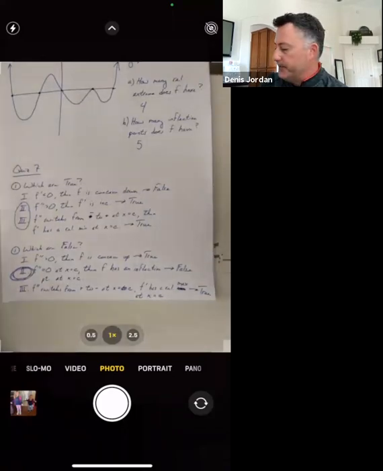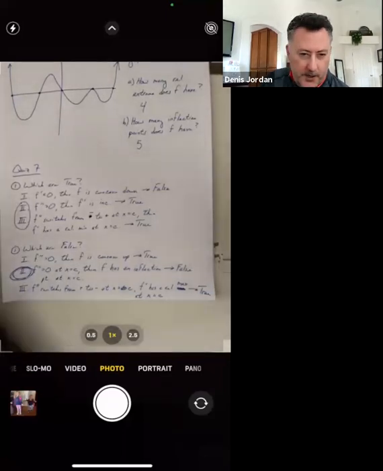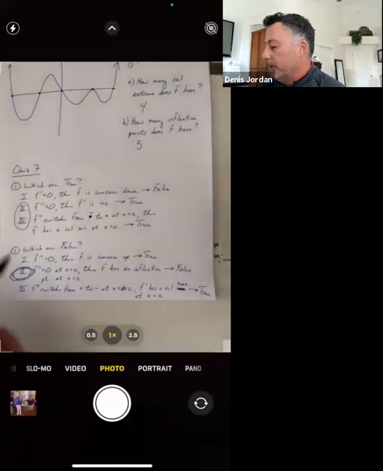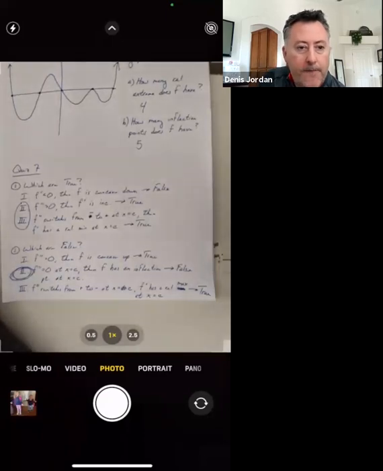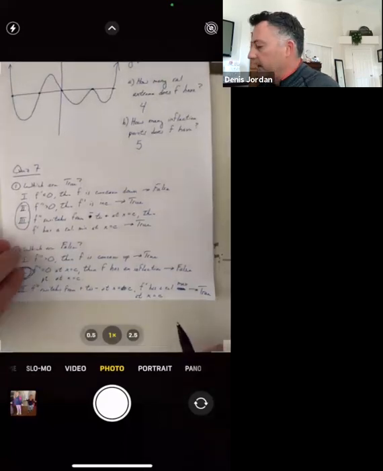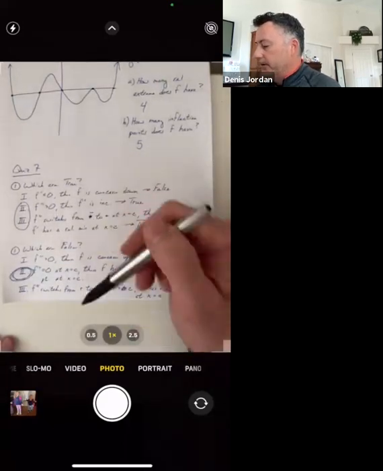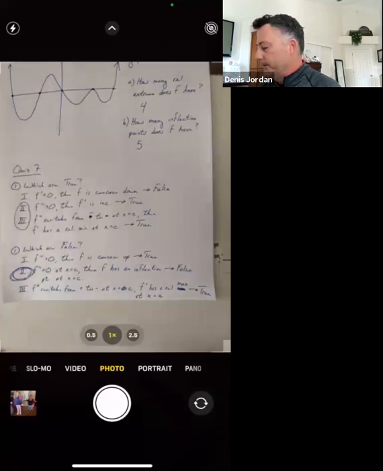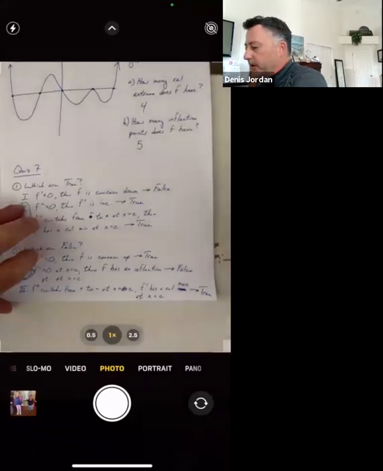Okay, so on that quiz, that was probably the most commonly missed question, number one, on both versions. The rest of it seemed to be pretty good, just a couple of little math errors here and there. Do you guys have any questions on either of these questions, or why something's true, why something's false?